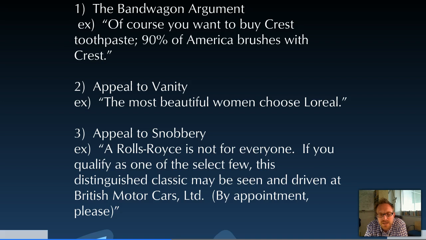Anyhow, the appeal to snobbery, and this one's a little less frequent, but here's the example. A Rolls Royce is not for everyone.